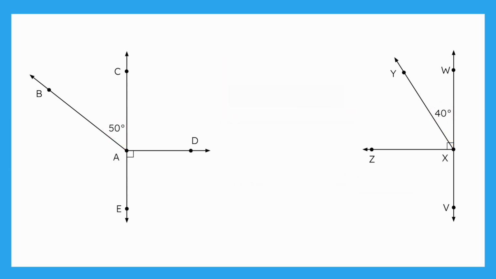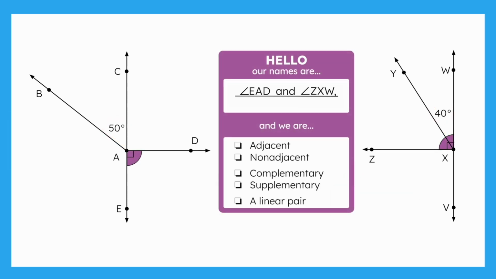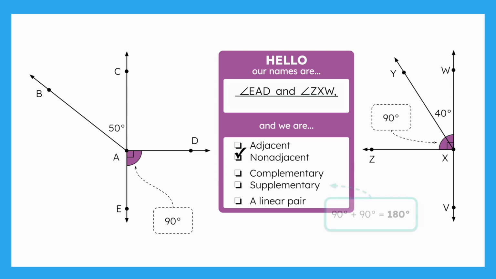Let's classify angles EAD and ZXW next. First, they do not share a side or vertex, so they are non-adjacent. Next, we can see the right angle symbol in both angle EAD and angle ZXW, so they are both right angles. Right angles are 90 degrees, and two 90-degree angles sum to 180 degrees, making these supplementary. Are these a linear pair? No, they have to be both supplementary and adjacent to be called a linear pair.